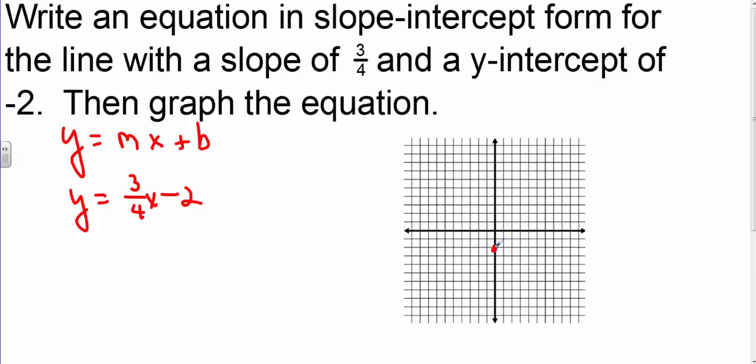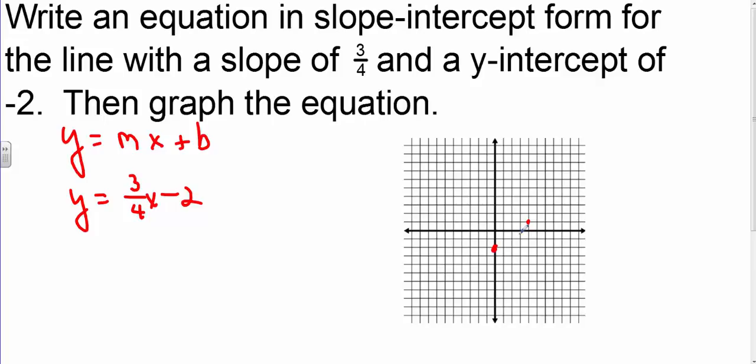So we come over here on the y-axis and we go down to -2. Remember, negative when it's talking about the y-axis is down, positive is up. So now we've got a slope of 3/4. So we come over here and we count 3 up because it's rise over run. You always go up and down first and then across to the left or right. So we're going up 3, 1, 2, 3, and to the right 1, 2, 3, 4, and we put a dot.